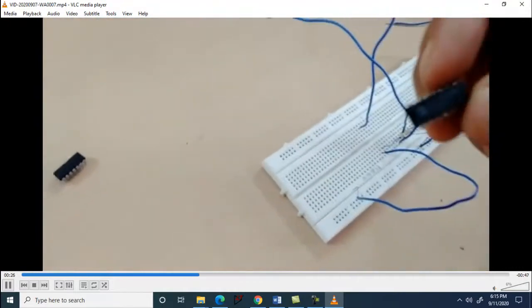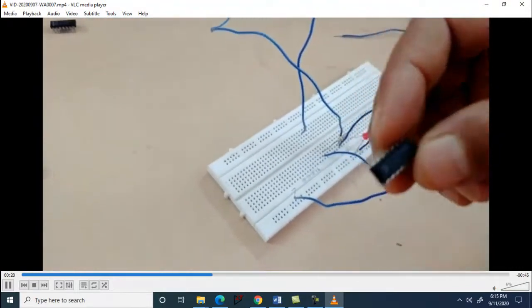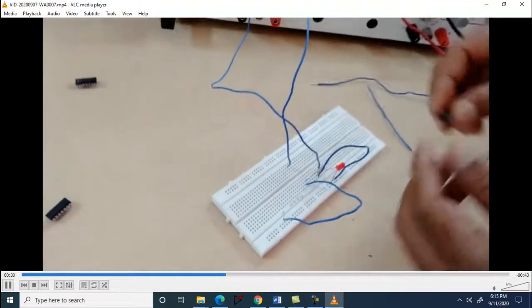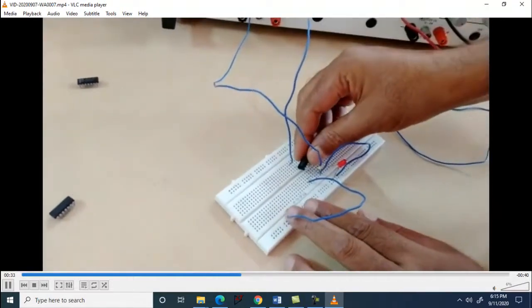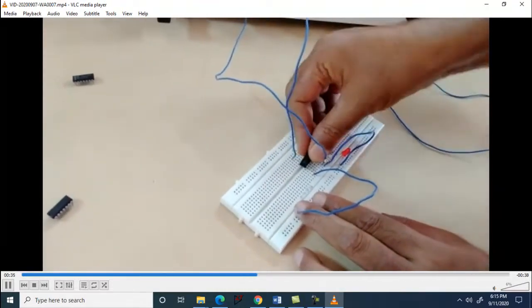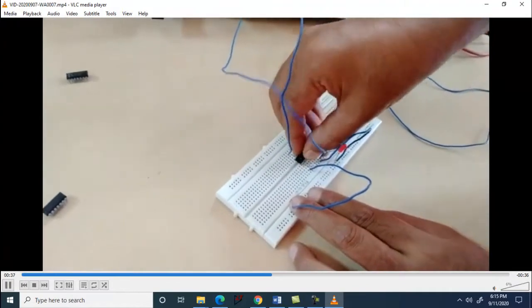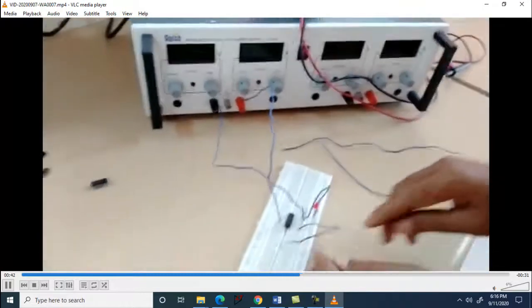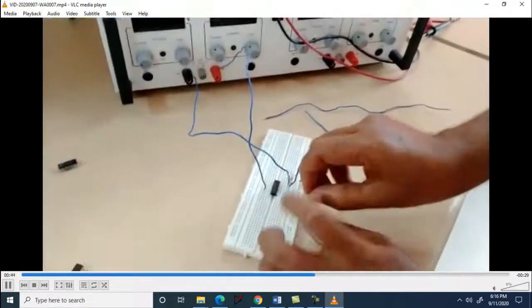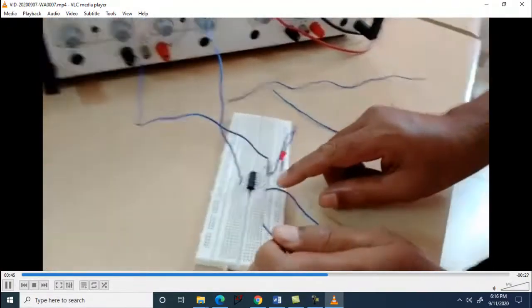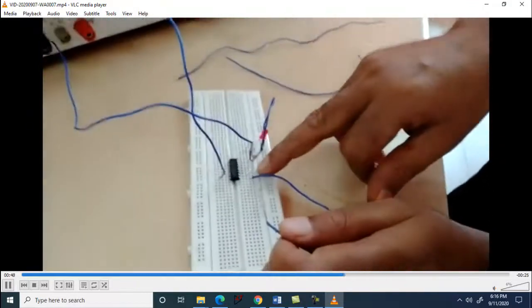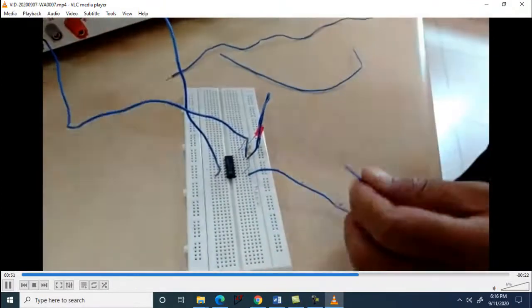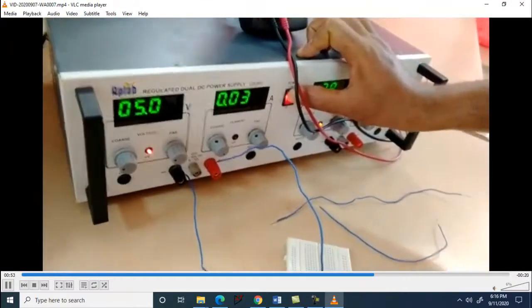Now insert the 7404 in the same place as the previously inserted logic IC. It is being inserted. No other connection is modified. But here we have only a single input, so the second pin is the output. Transfer the connection of the resistor and LED to the second pin. That is the only change we have made.